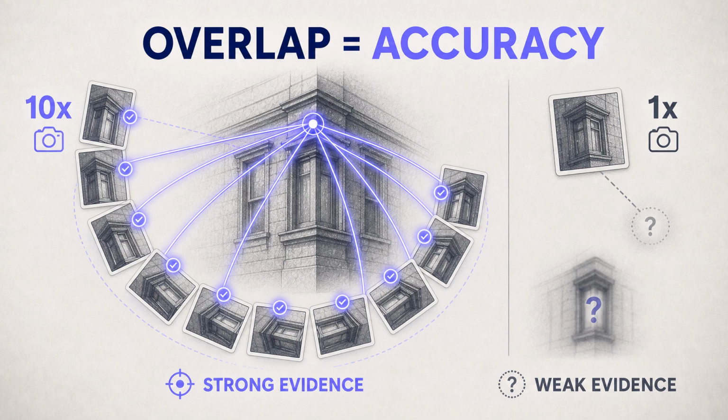Overlap is the friend of reconstruction. If the same window corner appears in 10 photos, the system can triangulate where it probably sits in space. If an object appears only once, there is much less evidence, and the model may have to guess.